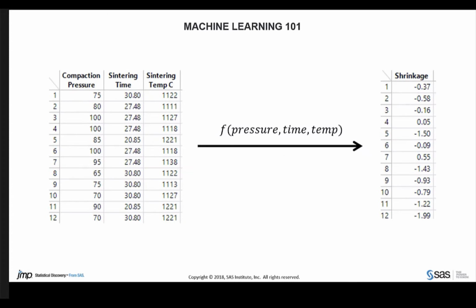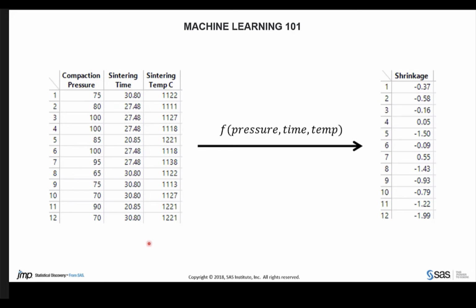In machine learning, what we want to do is predict a response variable as a function of input variables. So in the example before you, we see some real data from a manufacturing process where the response of interest was product shrinkage at the end of the manufacturing step, and some information that was collected during that step. We want to identify a function of compaction pressure, sintering time, and sintering temperature that predicts this shrinkage.